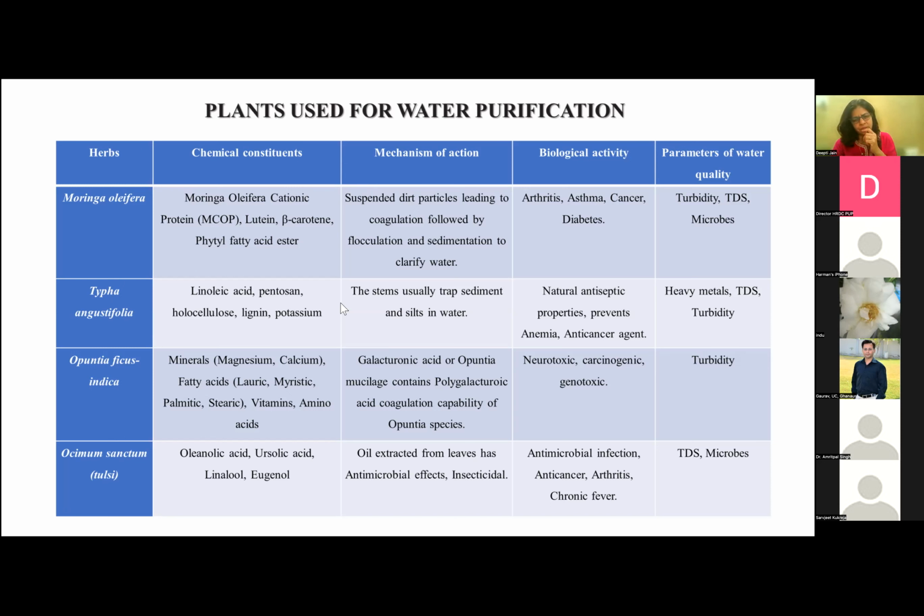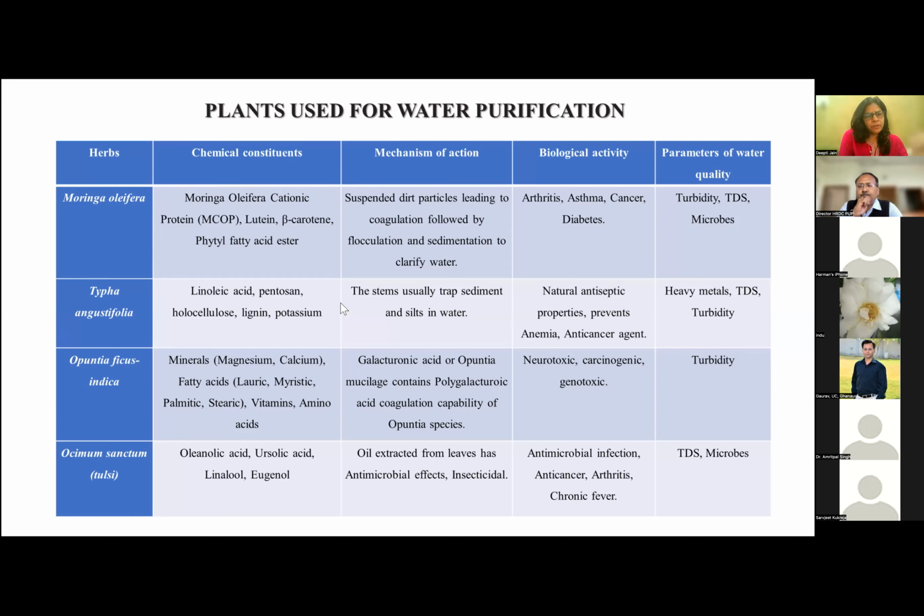So how is it not possible? I am not getting your question. Dr. Sarojit, can you please further elaborate on your query? Sir, like in the case of Typha, it is mentioned that the stems usually trap sediments and silt in water. So we can get from here how it is purifying the water. But okay, maybe microbes are getting taken out from that. Maybe that is the mechanism of action. Yeah, that is what I am telling. See, Tulsi does not have any role in sedimentation or removing particulate matter, but it has some role in reducing the microbial count.